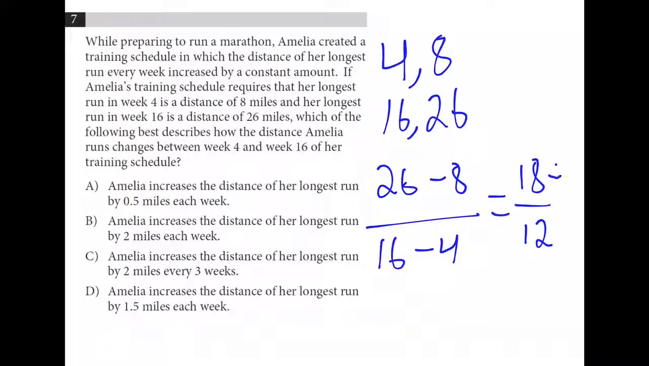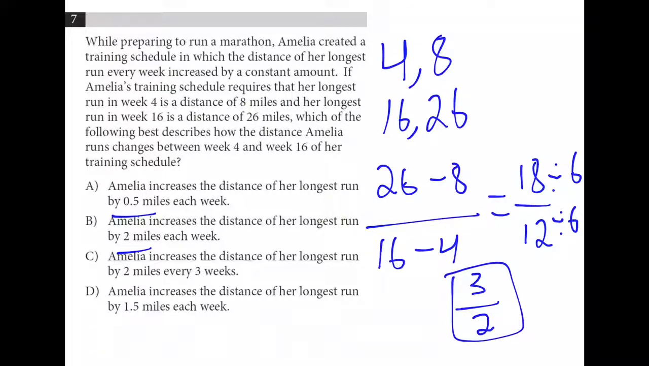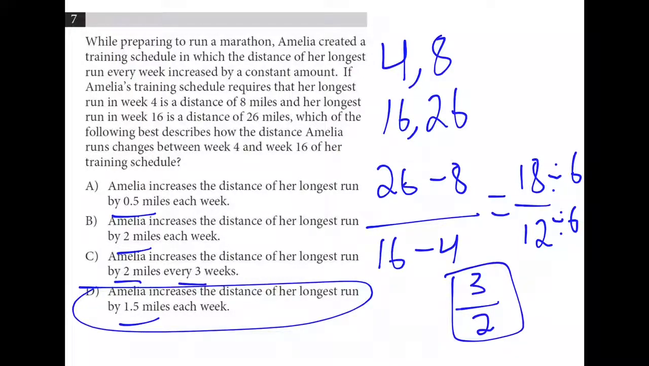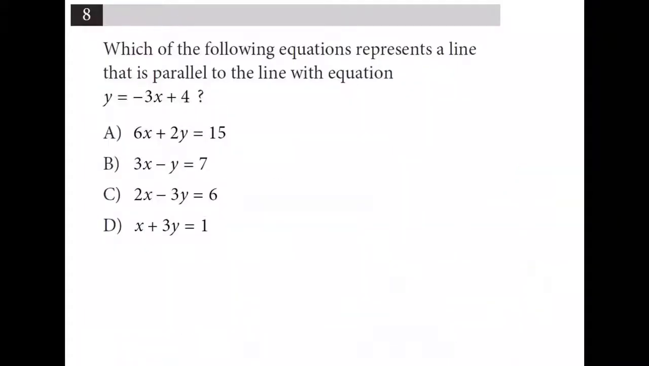And if we divide both of these by 6, which is the largest number that goes into both, we get 3 over 2. If we look at our answer choices, we have 1/2, we have 2, we have 2 every 3, and we have 1.5 each week. That's the best choice here. 3/2 is 1.5.